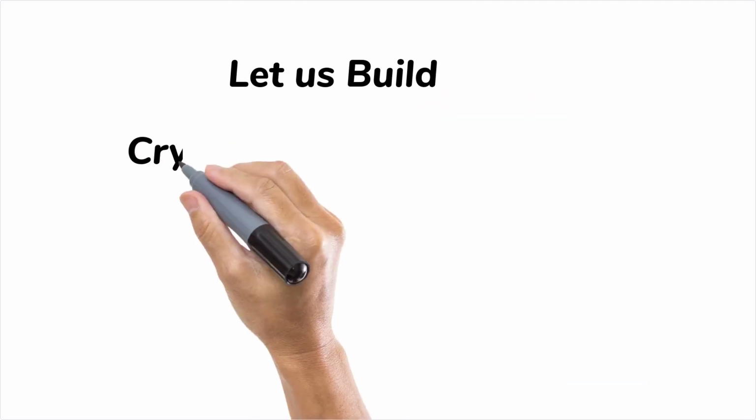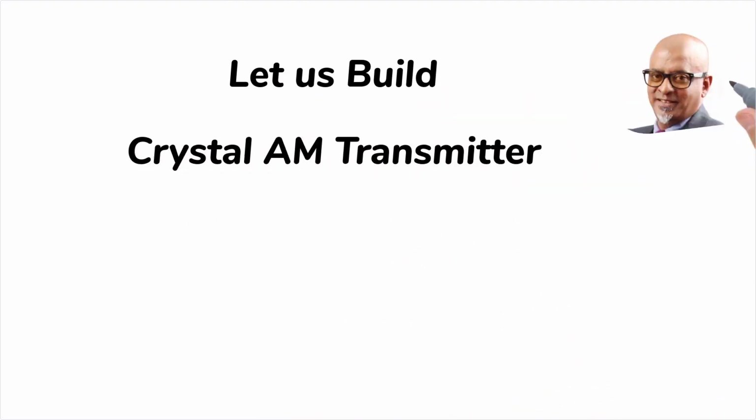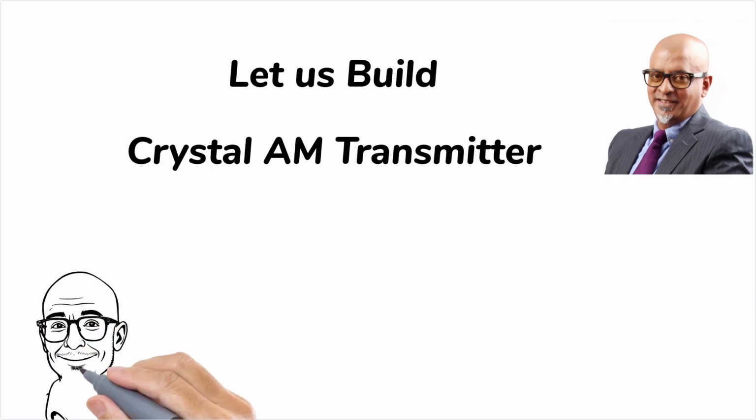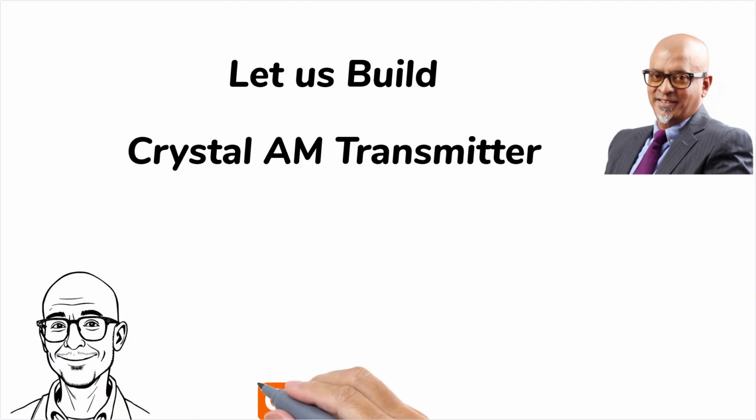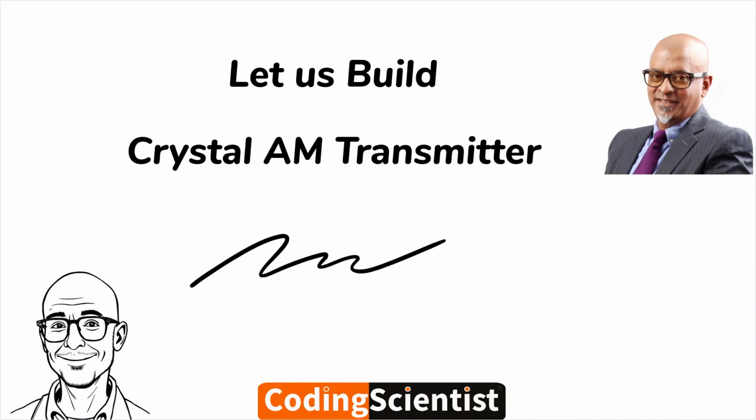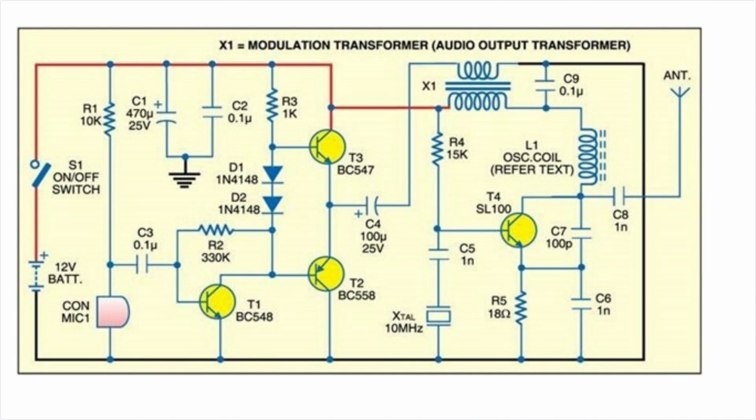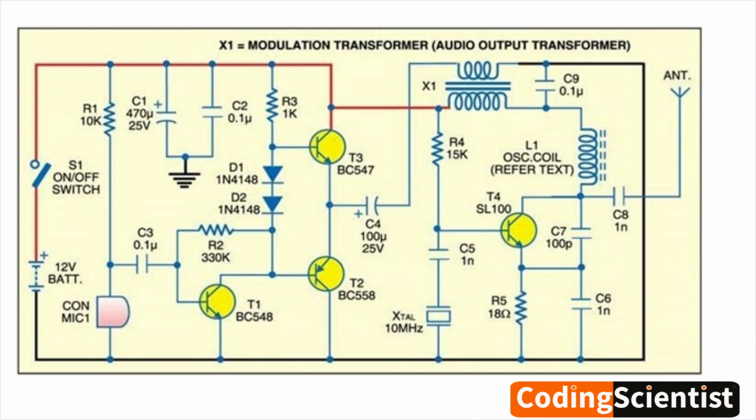Let us build a Crystal AM transmitter. A medium-power AM transmitter that delivers 100 to 150 milliwatt of radio frequency power. Here is the schematic circuit diagram of a 4-stage AM transmitter. The circuit generates an AM, amplitude modulation, signal.